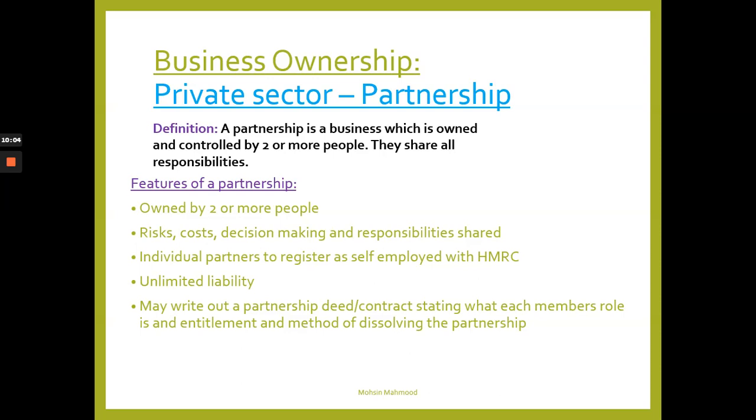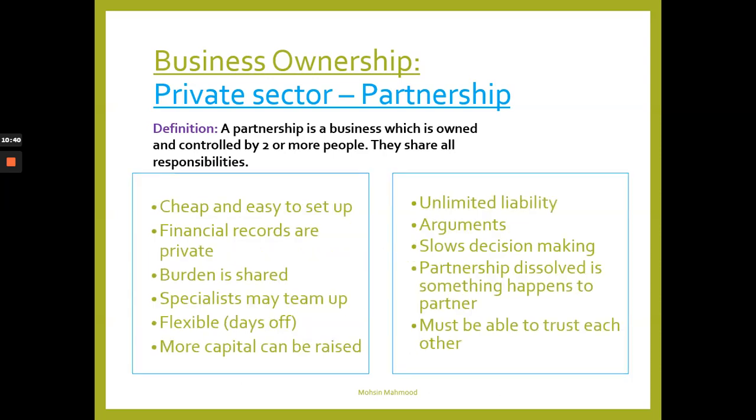Partnerships may write out a partnership deed or a contract stating what each member's role is and entitlement and method of dissolving the partnership. So, for example, in this agreement or contract, it will set out what all of the different partners have to do, or their role. Their roles may be different, and it should also explain how much each member gets in terms of profits, and it should also tell you how to dissolve the partnership in case a member wants to quit, how that will work.